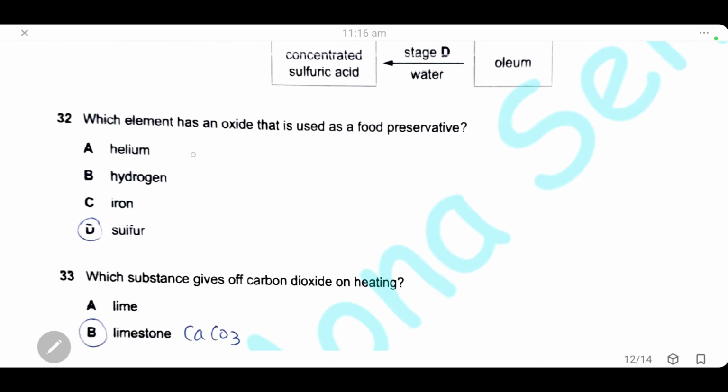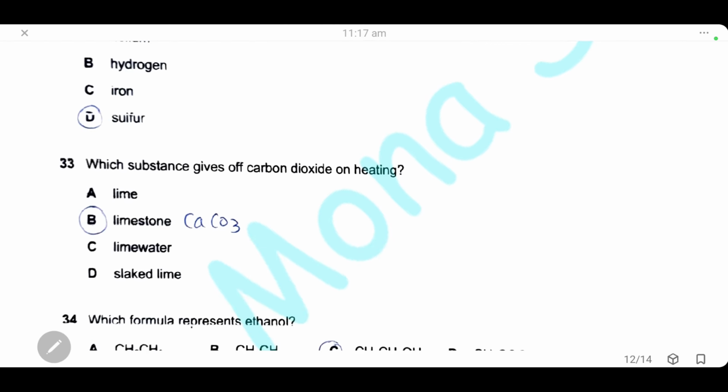32. Which element has an oxide that is used in the food preservative? We are using sulfur dioxide as food preservative, so the element is sulfur, and the answer is D. Question 33. Which substance gives off carbon dioxide on heating? We know that the decomposition of carbonate gives carbon dioxide by heating, so limestone is calcium carbonate. The answer is B.